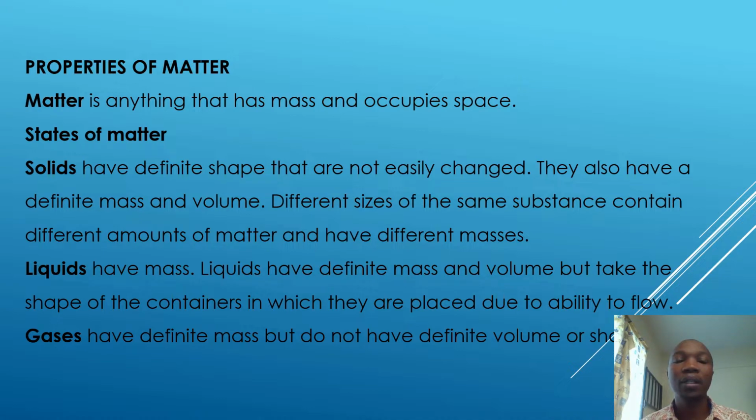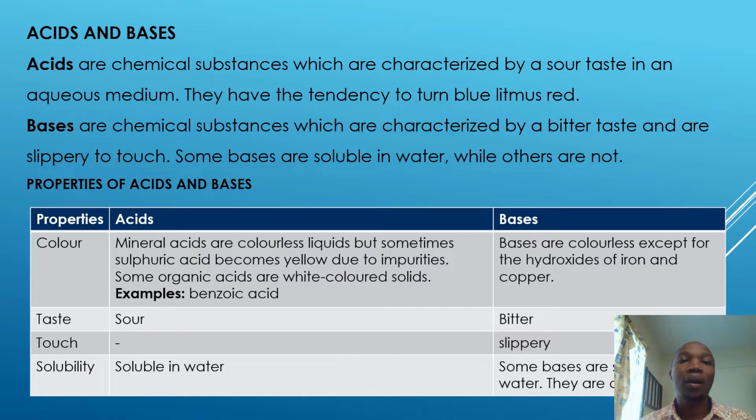For the case of liquids, they have definite mass and volume but take the shape of the container in which they are put because of their ability to flow. And for the gases, they have definite mass but do not have a definite volume or shape. Okay, let's move on to acids and bases.